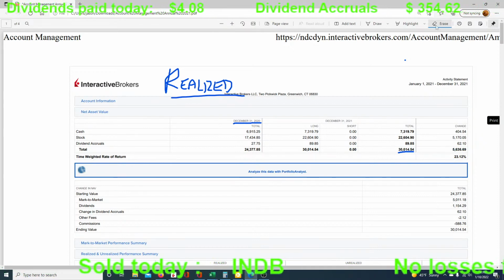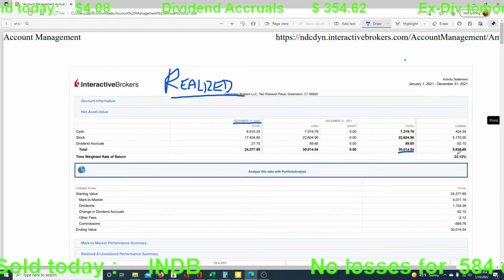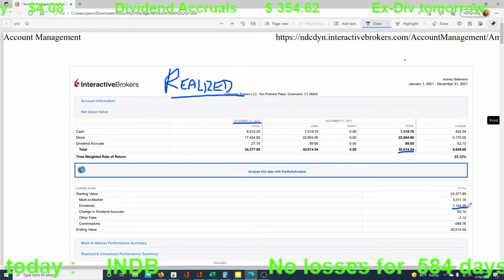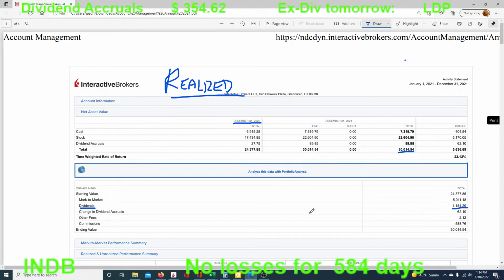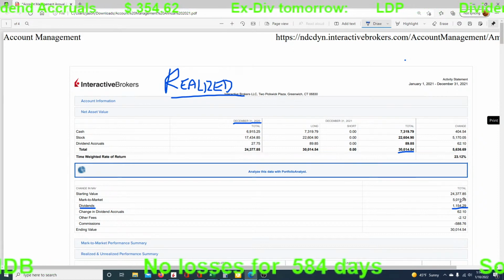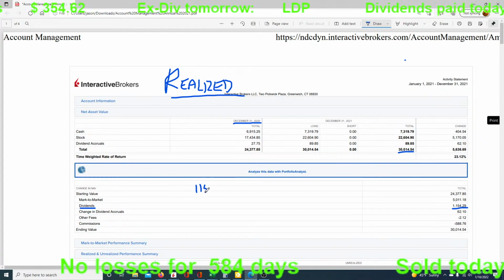There we go. And what you're looking for is this value right here, right? Your dividends. We're looking for realized gains. 1154.